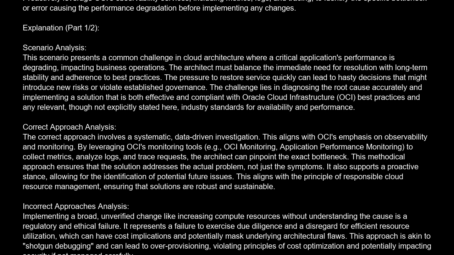Proactively leverage OCI's observability services, including metrics, logs, and tracing, to identify the specific bottleneck or error causing the performance degradation before implementing any changes.